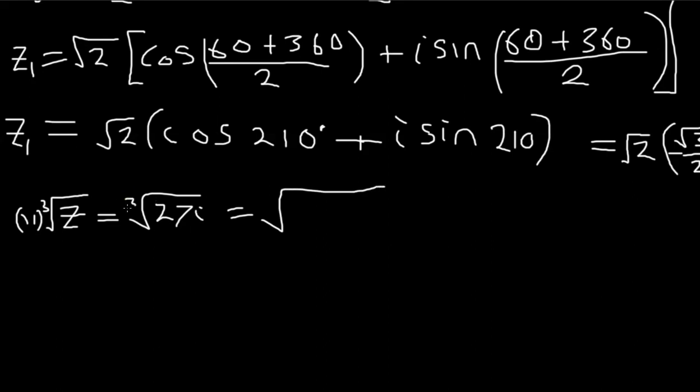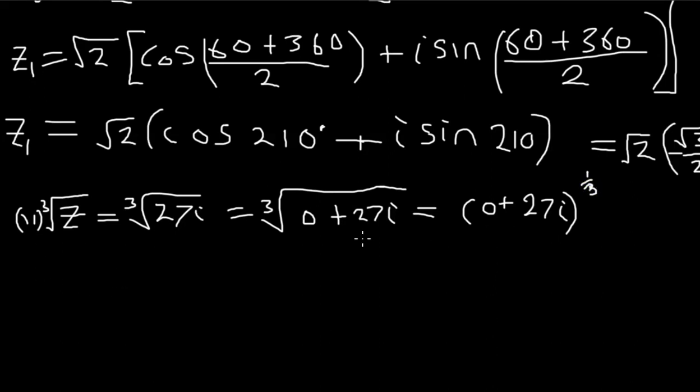So this one can also be written in other ways as the cube root, here there's supposed to be 3, the cube root of... this can also be written as 0 plus 27i. So they want us to find this. In other ways, again, we can write it as open brackets 0 plus 27i, and the cube root is nothing but the same as the power of 1 over 3. Alright, so this is good. So we first have to find the magnitude of that.